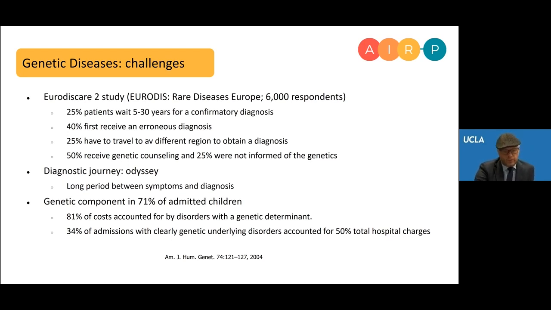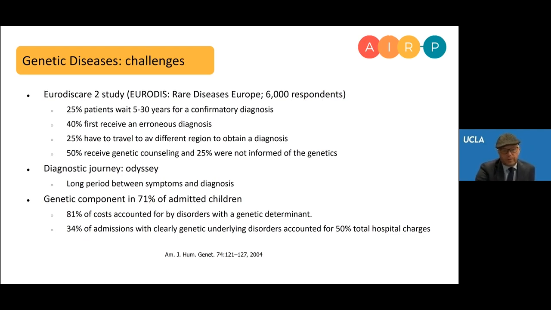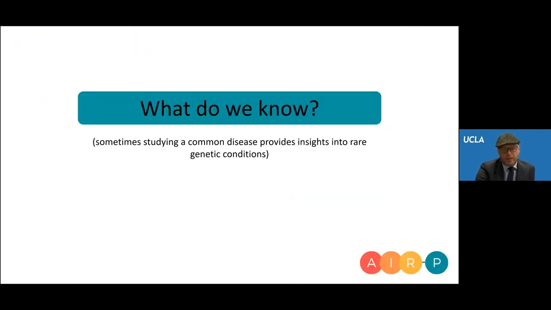And we know that in cases where we look at admissions to hospitals in children that have significant medical concerns, there's a genetic component or a genetic contribution to those clinical symptoms in about 71% of them. And there are significant costs associated with those admissions, particularly when a diagnosis isn't achieved in a timely manner. So what is it that we really know about the genetic contributions to neurodevelopmental conditions, including autism?